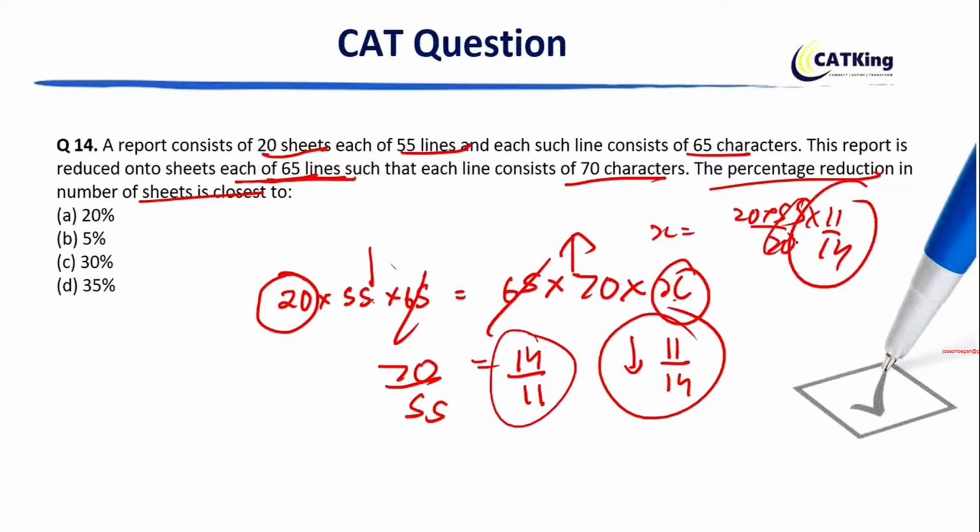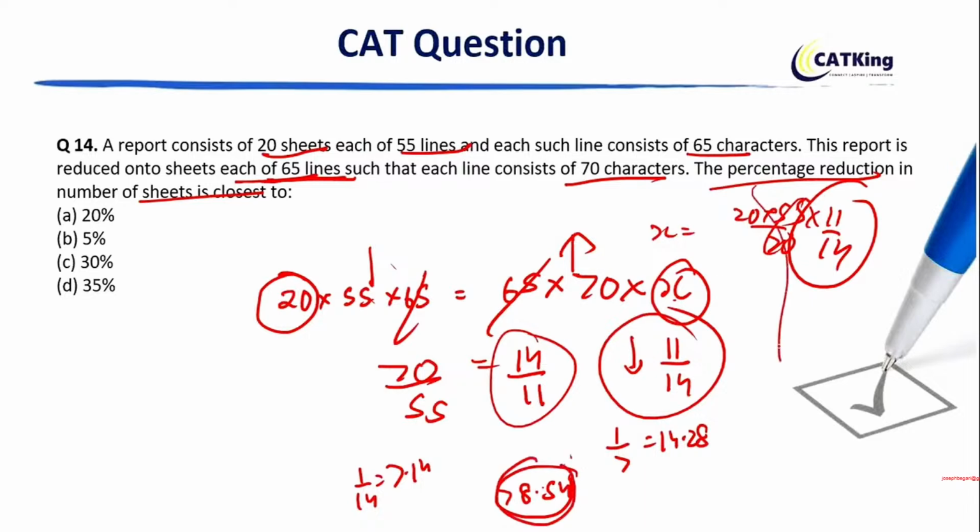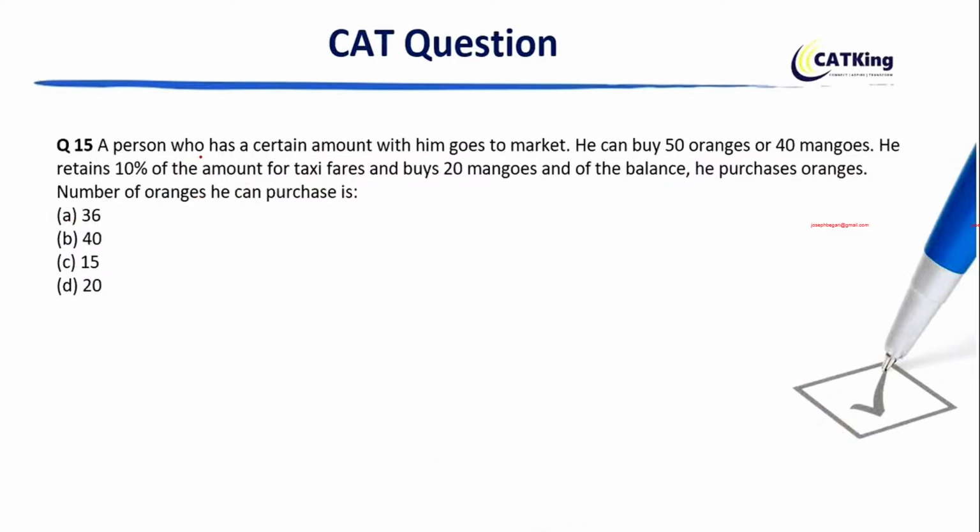I know that 1 by 7 is 14.28. So 1 by 14 is how much? 7.14. 11 by 14 is how much? 78.54. So it reduced by how much? Sorry, 78.54% is what remains. So percentage reduction is how much? 21.46% or approximately 20%. Closest to 20%. That's your answer. That is how CAT is expecting you to solve it. Not calculate the value of x and then go on solving it. Not required.